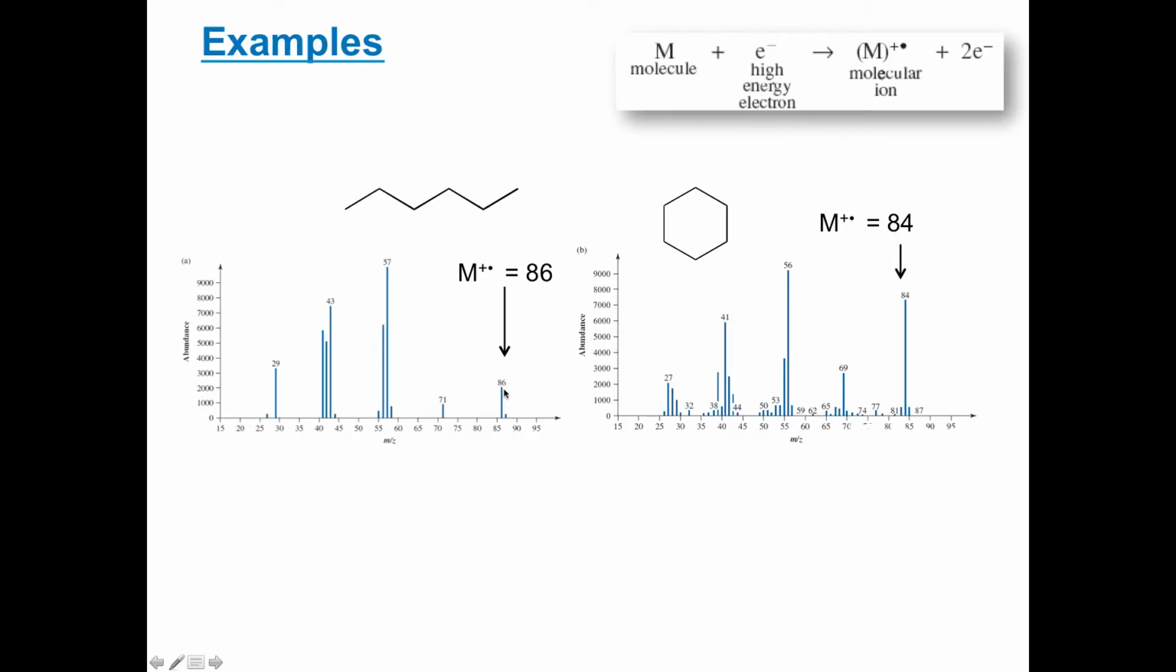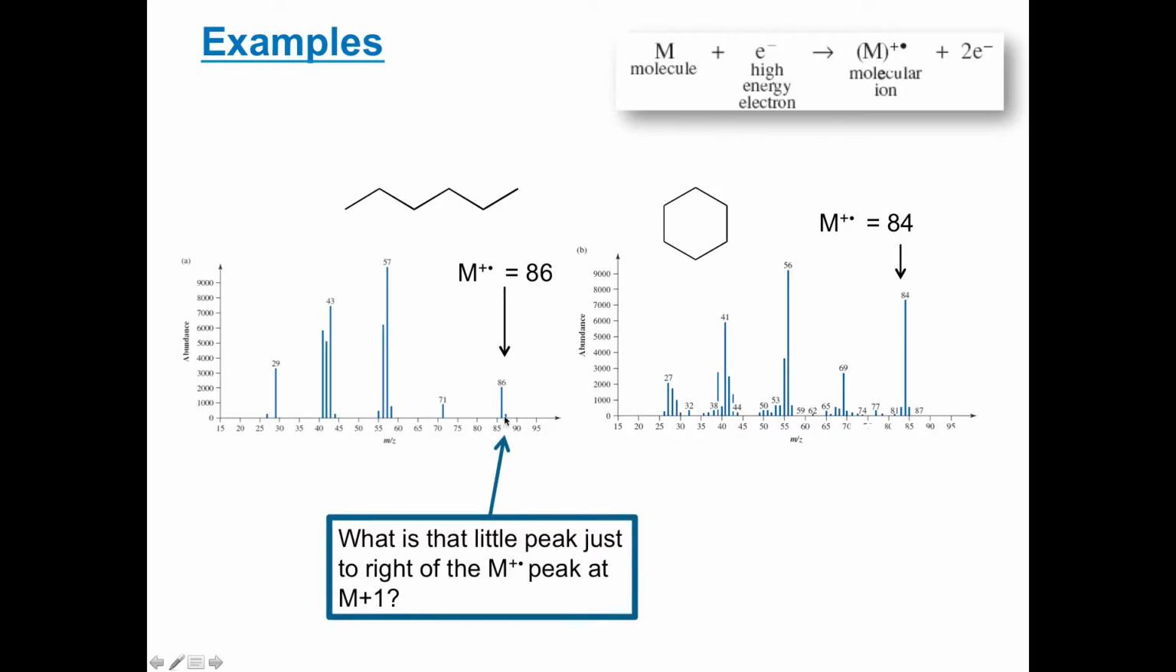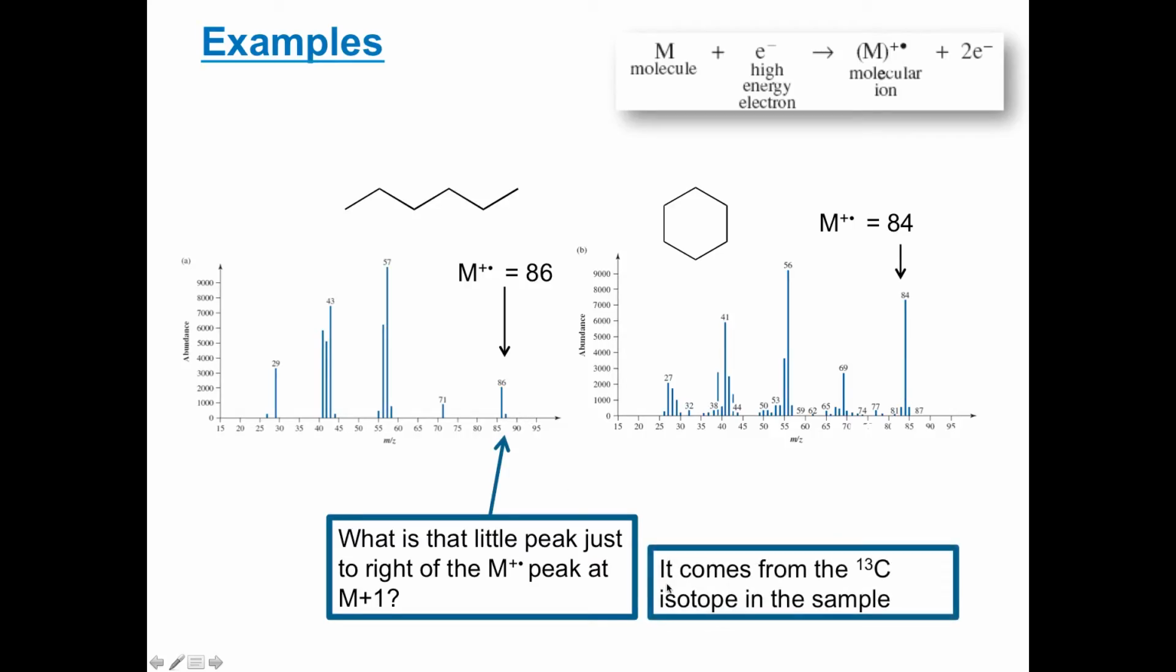Another thing to note about this, if you look carefully at the molecular ion here, there's a little signal right there, just to the right of it. So what is that little signal just to the right, at M+1? There it is over here as well. There's another small signal just to the right of the molecular ion. Well, that small signal actually comes from the carbon-13 isotope in the sample. So you imagine a molecule of hexane. The vast majority of the hexane molecules will have all of the carbon atoms as carbon-12. But occasionally, a molecule of hexane will come along where one of the carbon atoms, by chance, is carbon-13. So that molecule will have a different mass. And so for those occasional times, that's why you see a little signal here to the right at M+1.